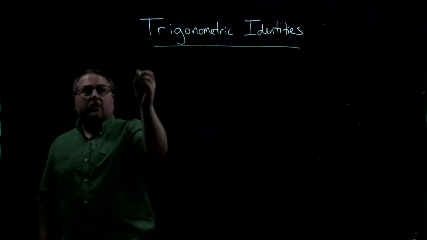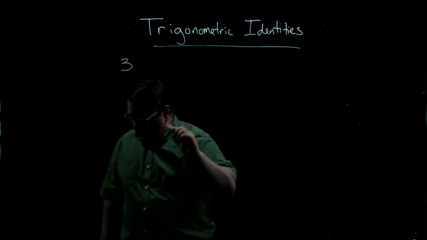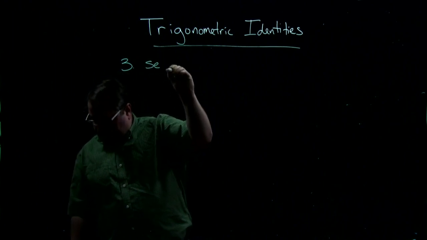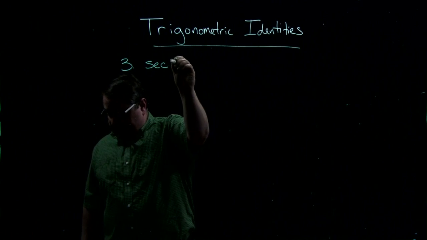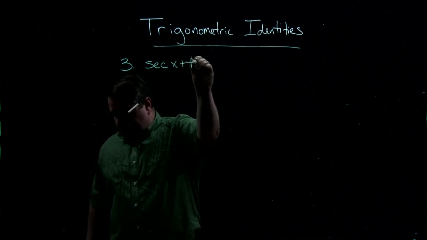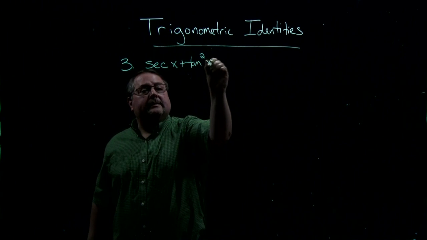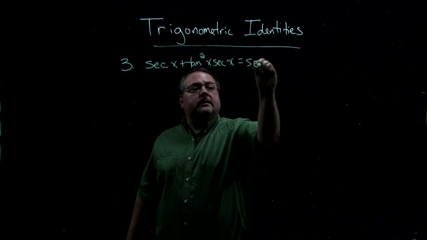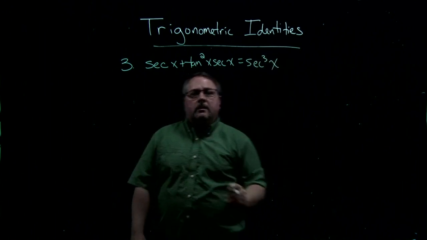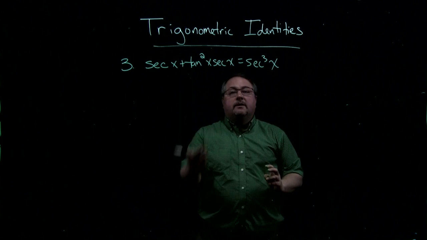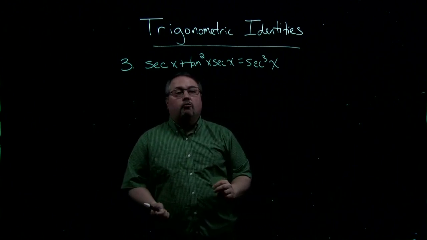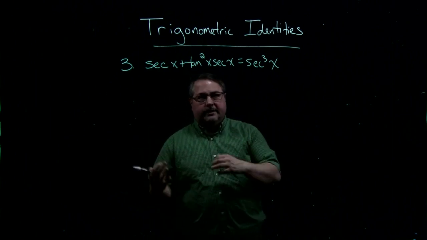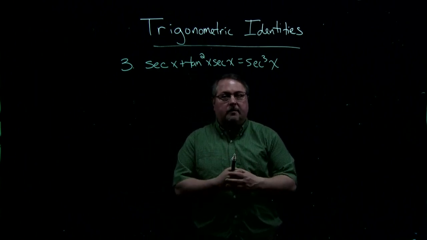So next, let's take a look at the example: secant x plus tan squared x secant x equals secant cubed x. And so again, the presence of this tangent squared tells us that probably we're going to be using a Pythagorean identity, and it'll be the one involving secant squared and tangent squared. So that's always good to keep in mind.